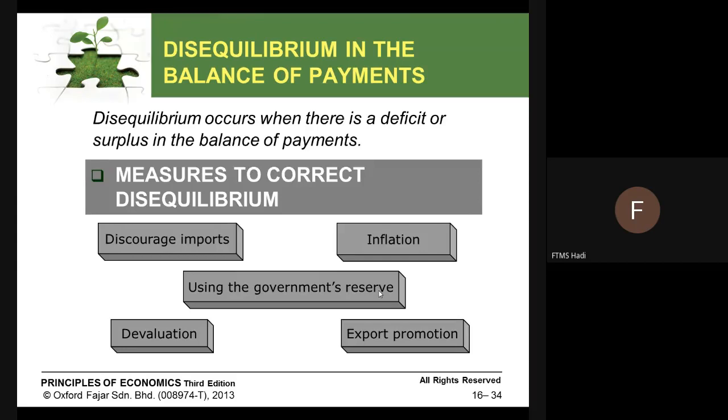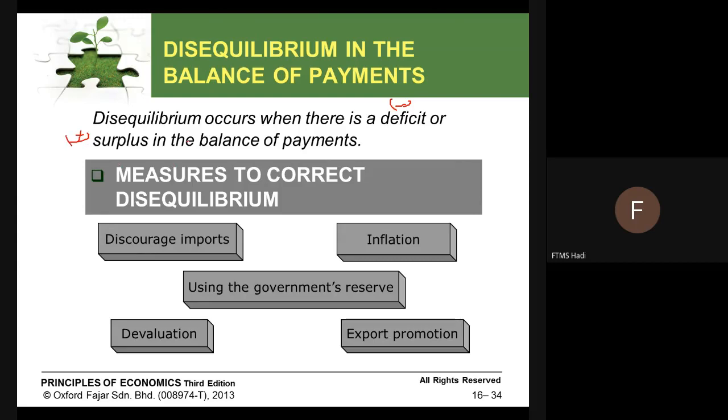This is one of the issues of balance of payment: why sometimes the current account and capital account are not equal. Sometimes this disequilibrium occurs when there is a deficit or surplus. As you can see in the net, a deficit means a negative balance, and a surplus means a positive balance. So why does that occur?